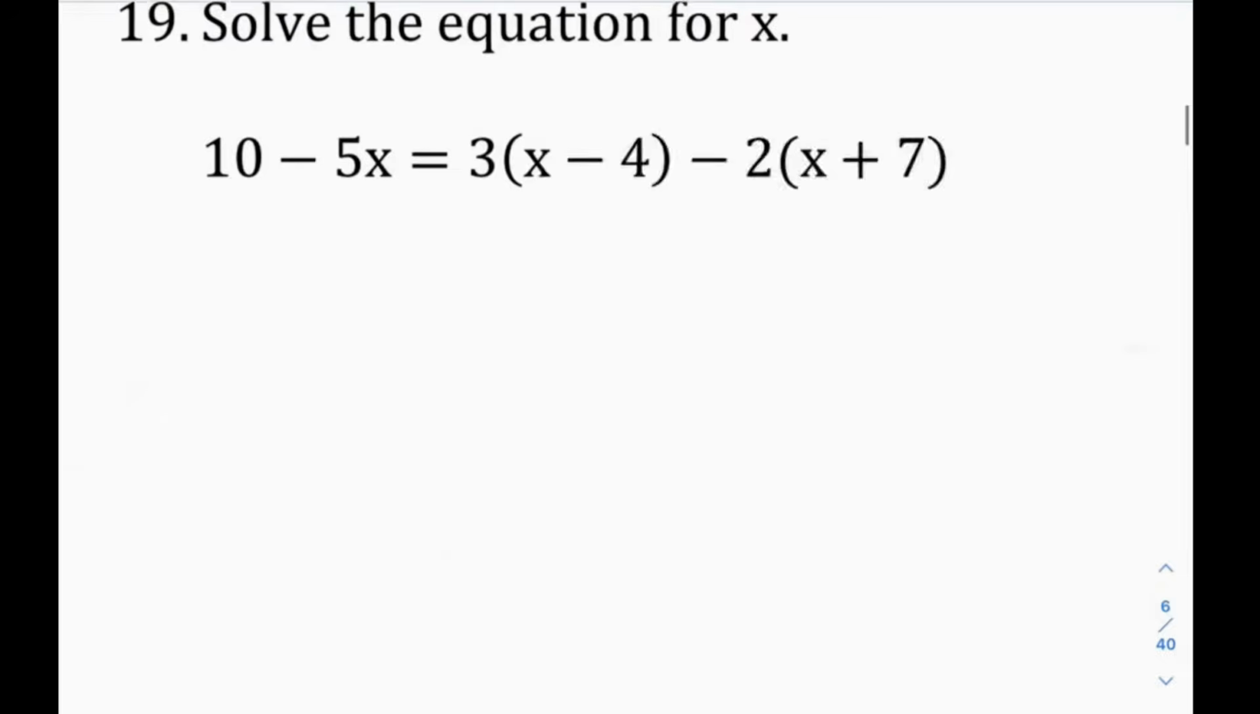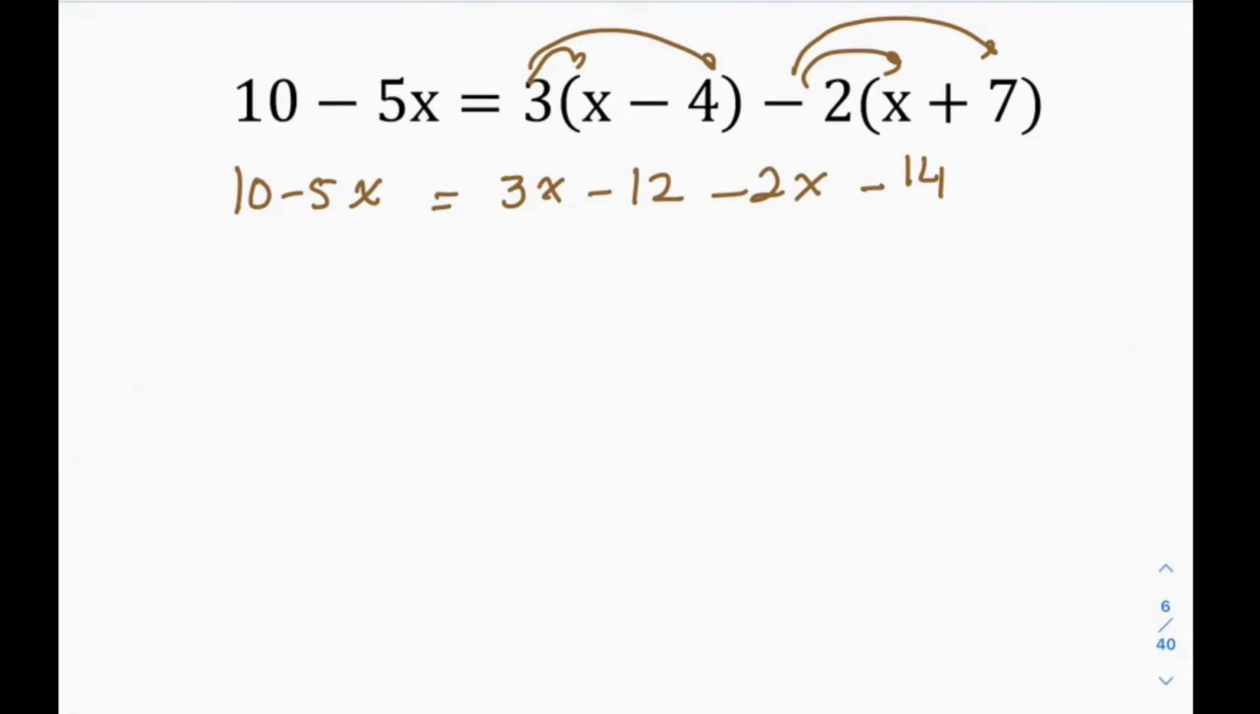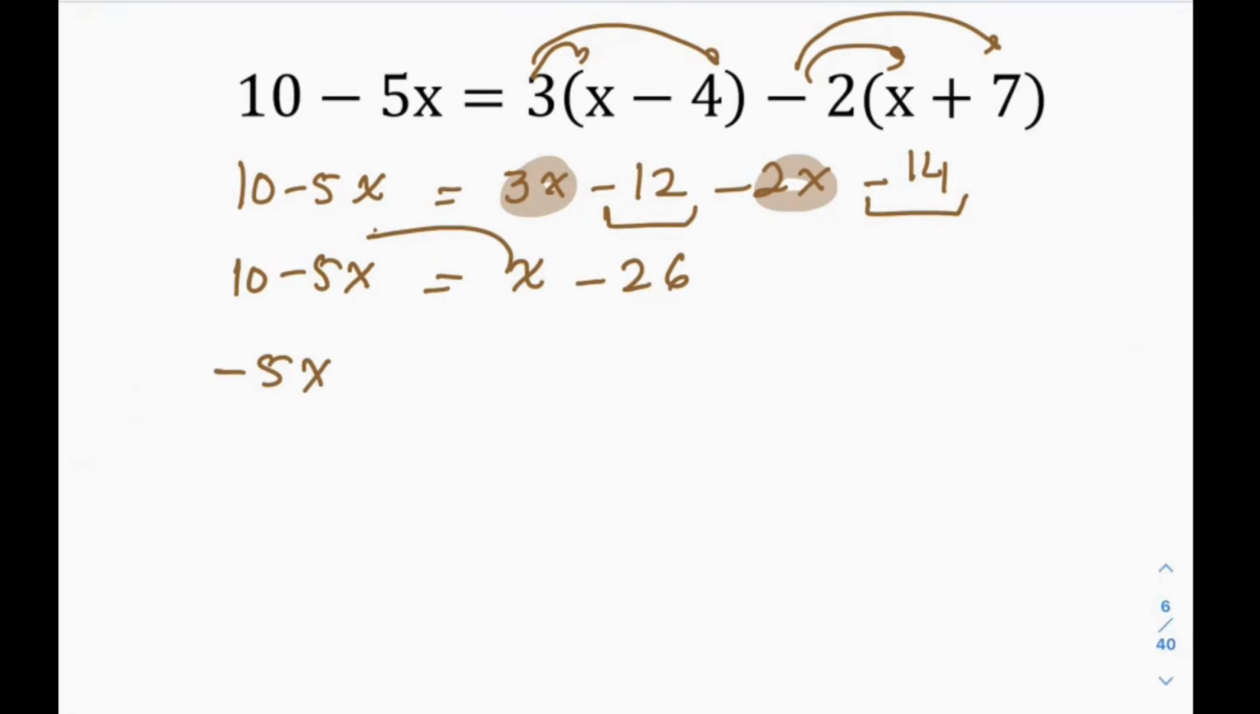Question 19, as usual, I will put this down and then I will start distributing: minus 2x and this one minus 14. Let's combine like terms, and before combining like terms, I prefer to simplify the equation as much as we can. So I will put 10 minus x here and I will try to simplify. We have here like terms, 3x minus 2x, which is 1x. And we have negative 12 minus 14, which is negative 26. Now I can start with negative 5x. I keep the x with the x's. So this is minus x.